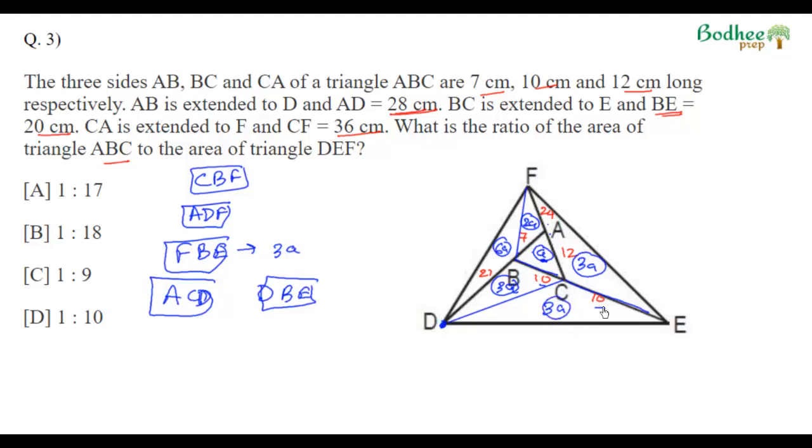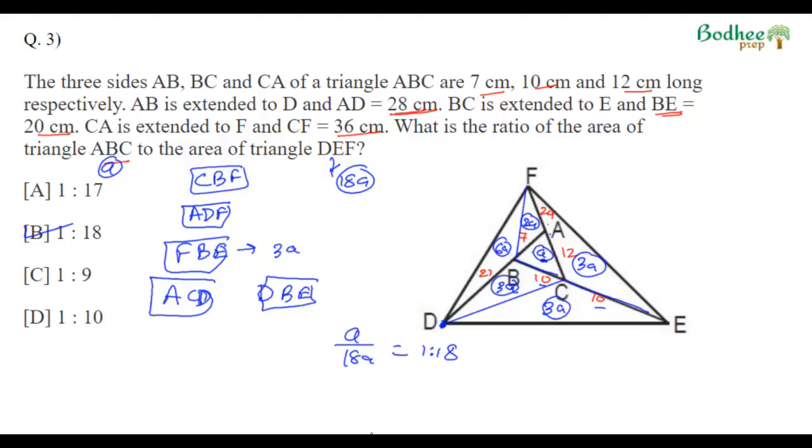So we have figured out the area of the entire triangle DEF. And if we add them, then it's going to be 3 plus 2 plus 3, that is 6. 6 plus 6 is 12. 12 plus 6 is 18. So this area is 18A and this area we assumed to be A. So definitely the ratio would be A over 18A, which is nothing but 1:18. So option B becomes the right answer.